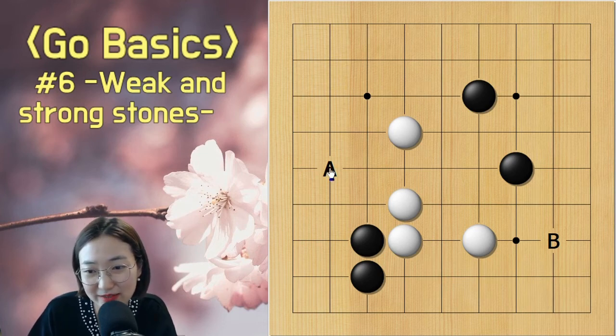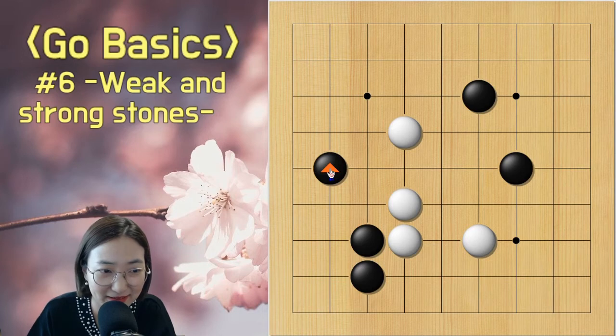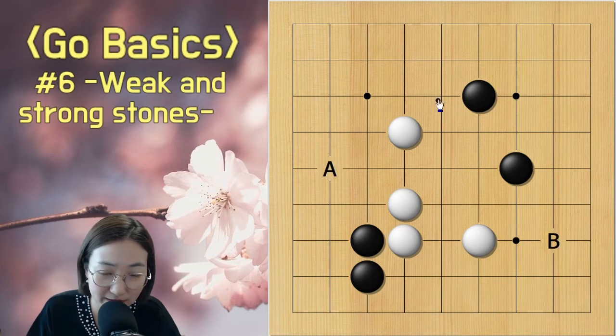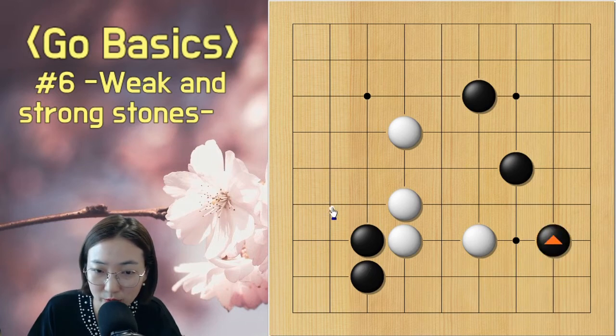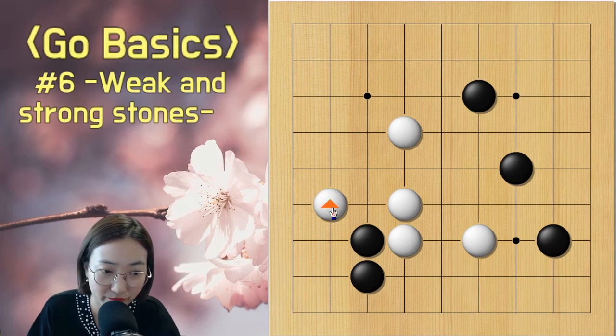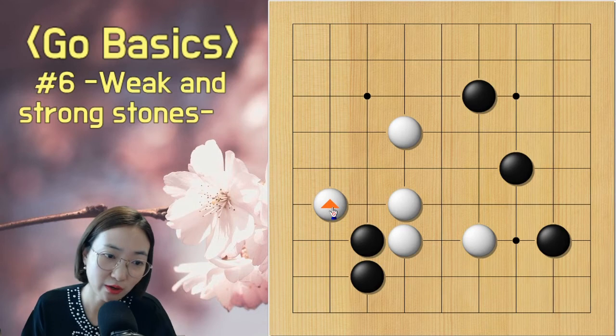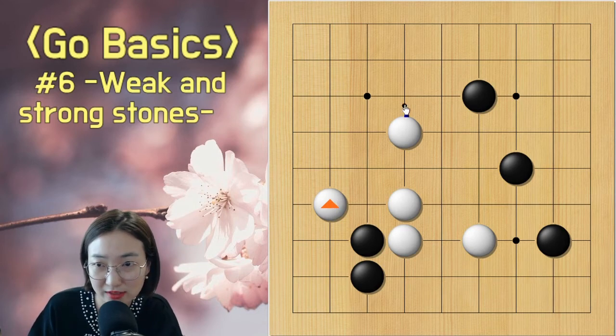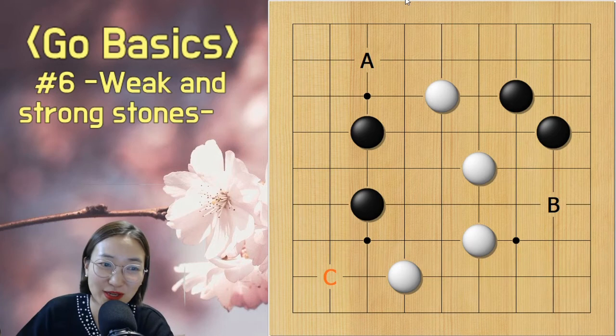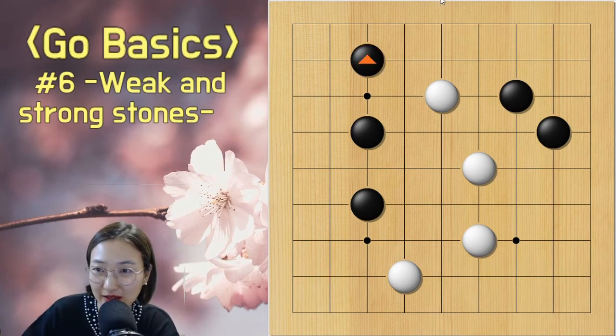The answer is A. The stones on the right side are formed perfectly by themselves, so there's no need to invest another stone over there. Black must play A to defend the two stones. If black plays here, then white can attack from the bottom. And then the black stones are going to get captured. This is the next question. Should black play A or B?